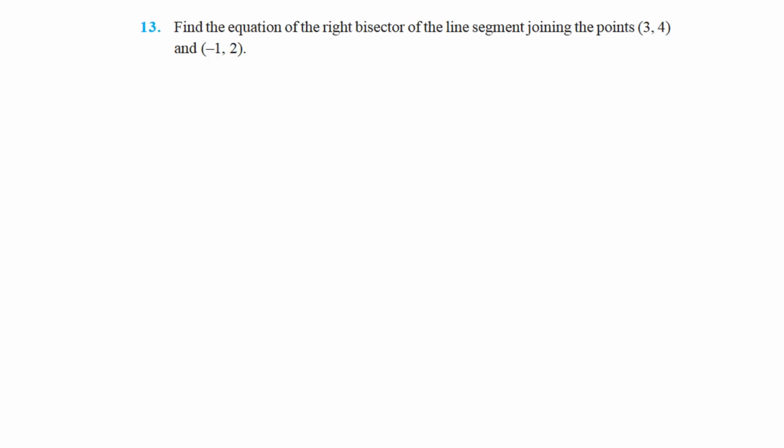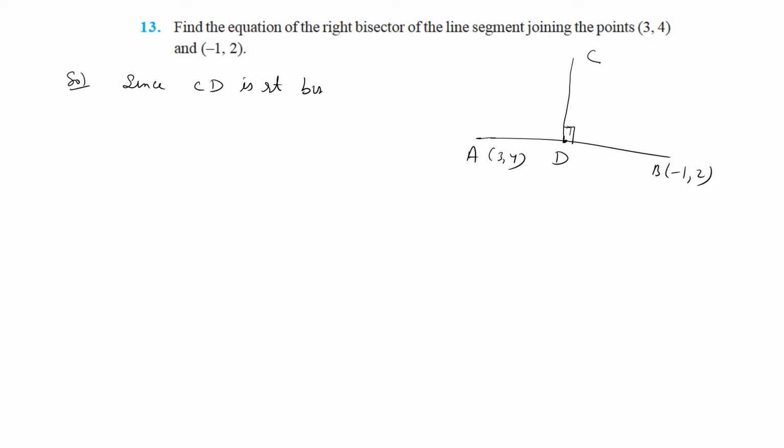Question number 13 is, find the equation of the right bisector of the line segment joining the points 3, 4 and minus 1, 2. So suppose a line is there, AB, joining the points 3, 4 and minus 1, 2. Right bisector means this is the equation of, say, CD. CD is the right bisector. A right bisector bisects this line AB, which means D is the midpoint, and it is also perpendicular to AB, right? So since CD is a right bisector of AB, this implies CD is perpendicular to AB and D is the midpoint. That's why it is a bisector.